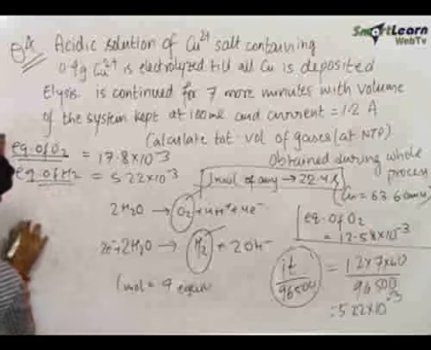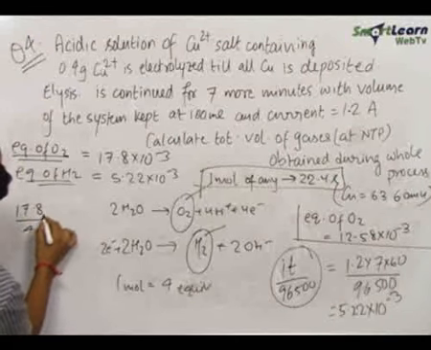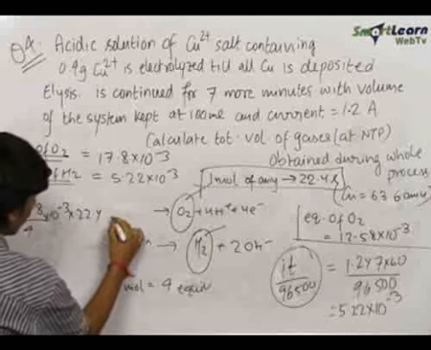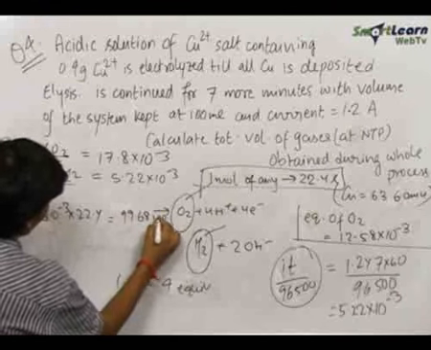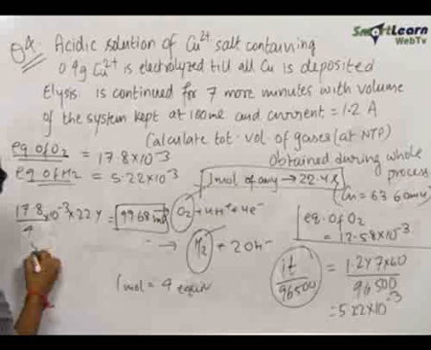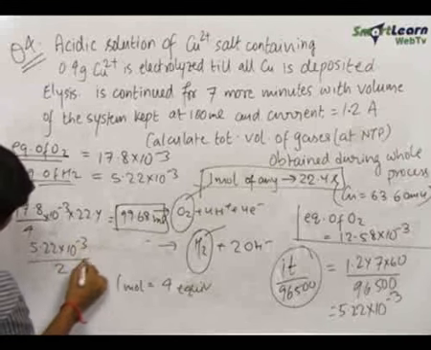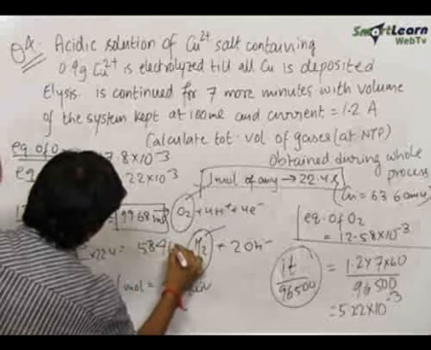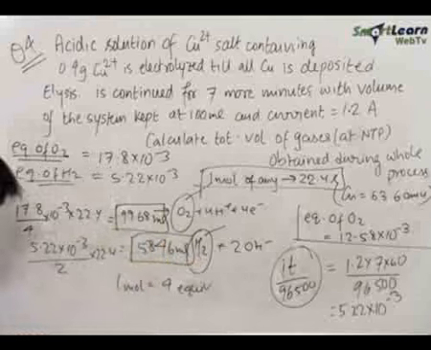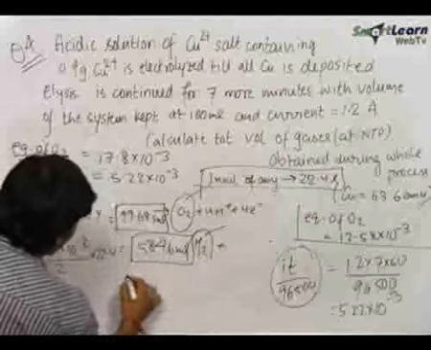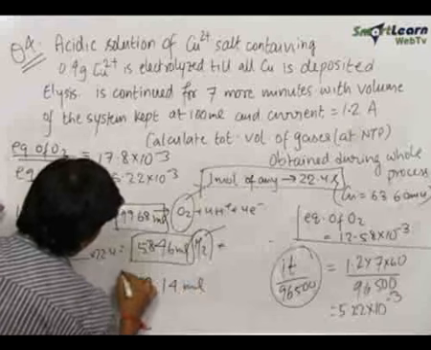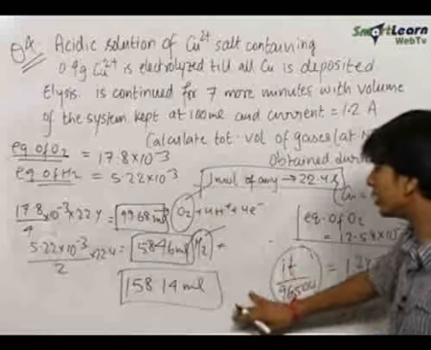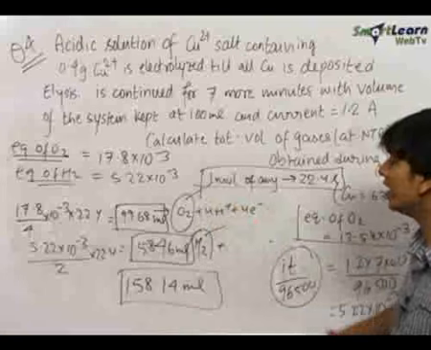Now, the equivalents of O2 being 17.8 into 10 raised to minus 3, therefore 17.8 upon 4 into 10 raised to minus 3 into 22.4 will be the volume occupied by the oxygen. This comes out to be equal to 99.68 ml. And for hydrogen, this will be 5.22 into 10 raised to minus 3 upon 2 into 22.4, which comes out to be 58.46 ml. So the total volume of gases produced is this plus this, that is equal to 158.14 ml. So the final answer for the total volume of the gases produced comes out to be 158.14 ml. The important thing you learned from this question was how to write the equations for oxidation and reduction of water.